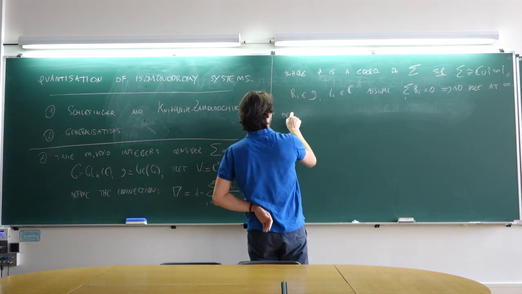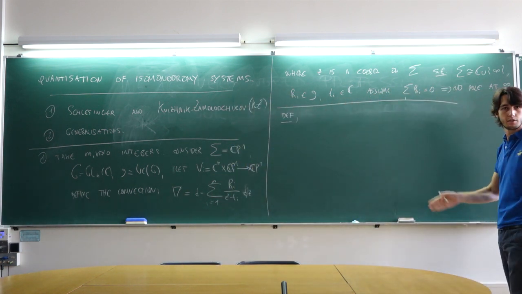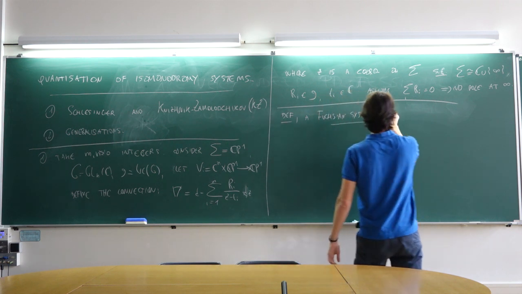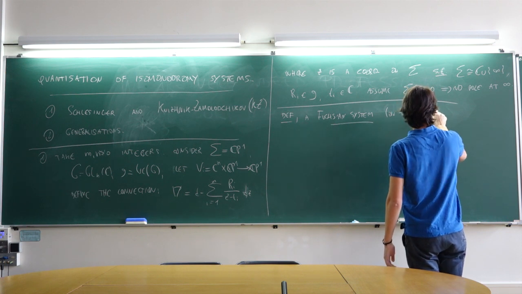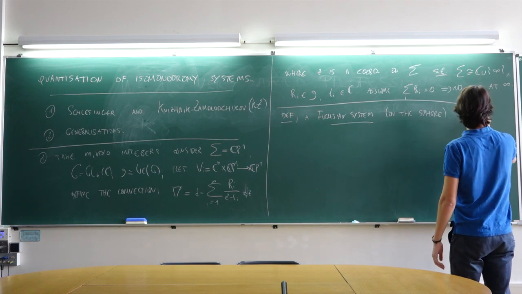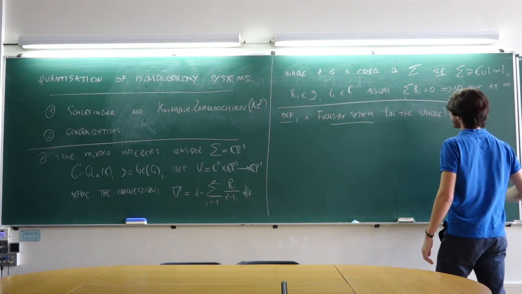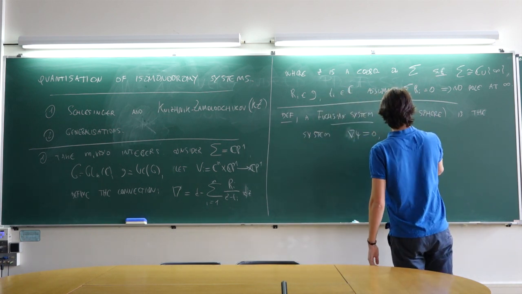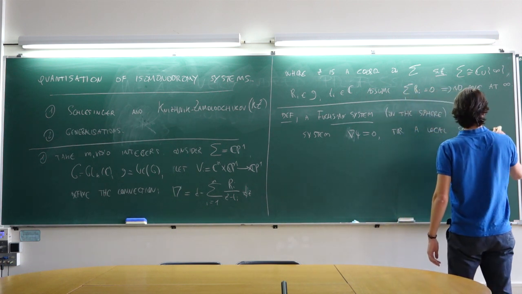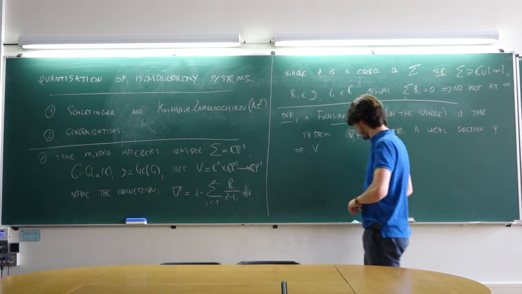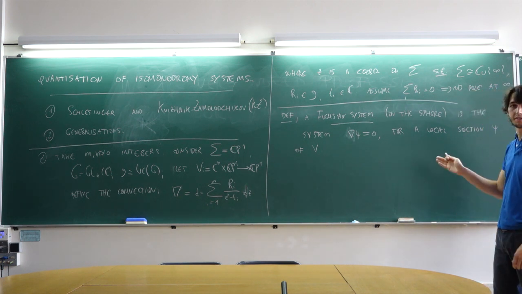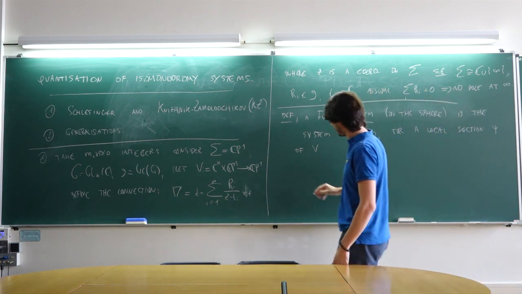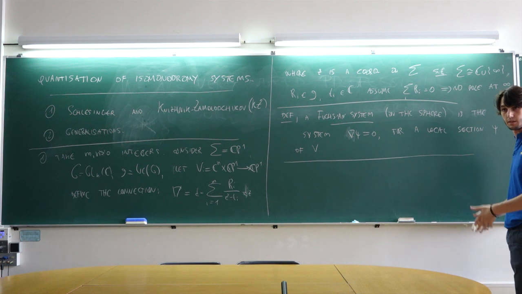Now I consider a Fuchsian system, which is by definition a horizontal section for this connection. So a Fuchsian system on the sphere. It's the system nabla psi equals zero for a local section psi of V. Okay. So this is just an intrinsic geometrical way for describing a system of first order linear ODEs, as Davide said in the introduction, with coefficients which are holomorphic outside the poles.